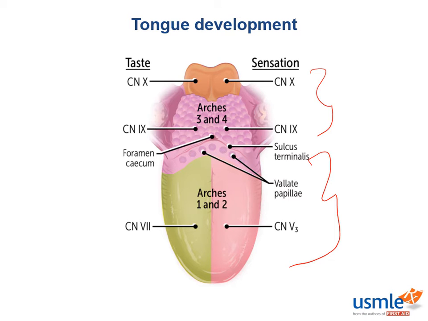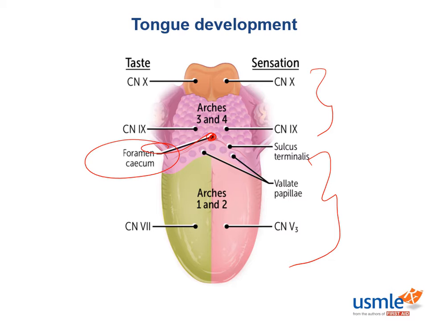You need to know which cranial nerves control the taste, sensation, and motor control of the tongue. I also wanted to point out the Foramen Cecum. The Foramen Cecum is the point where the embryological thyroid gland begins to descend.